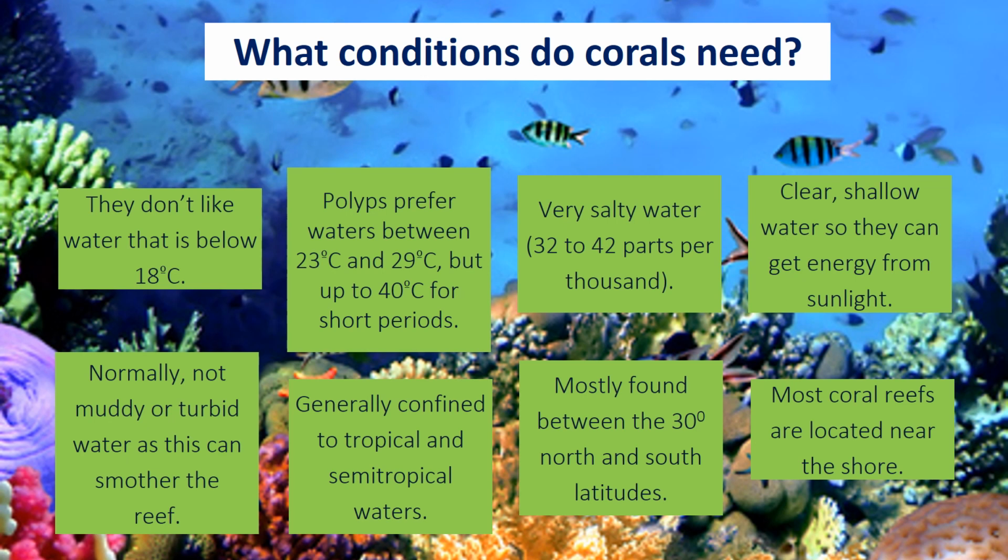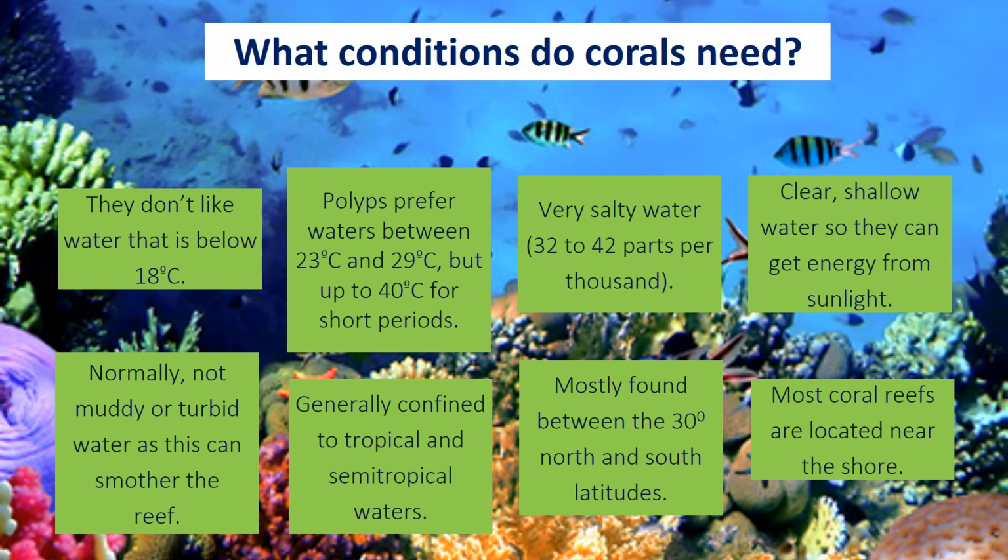They can manage temperatures up to about 40 degrees C, but at the moment the oceans are warming due to climate change and global warming, and this is having an adverse effect on coral reefs in many places. So up to 40 degrees C for short periods. Ideally, it needs to be between 23 and 29 degrees C.